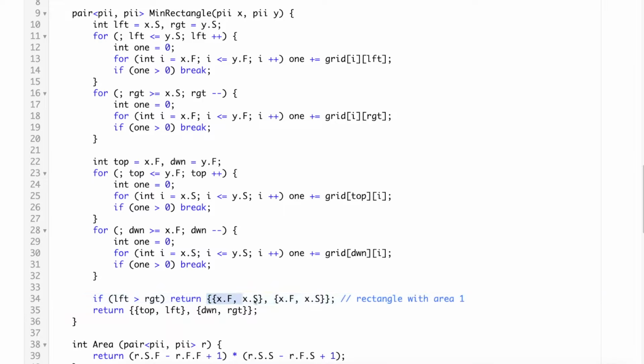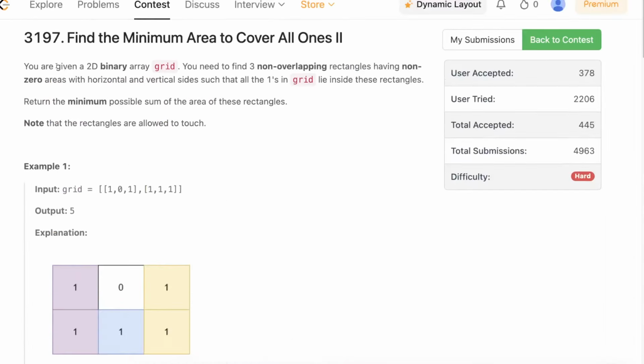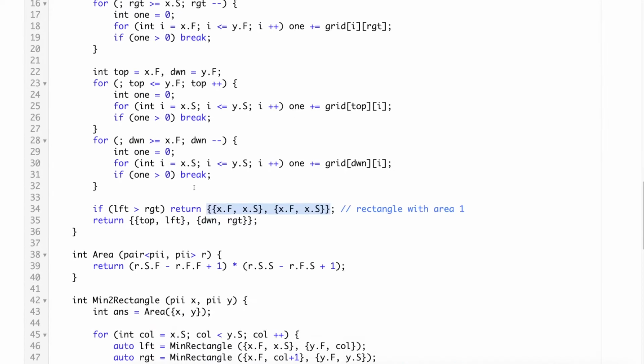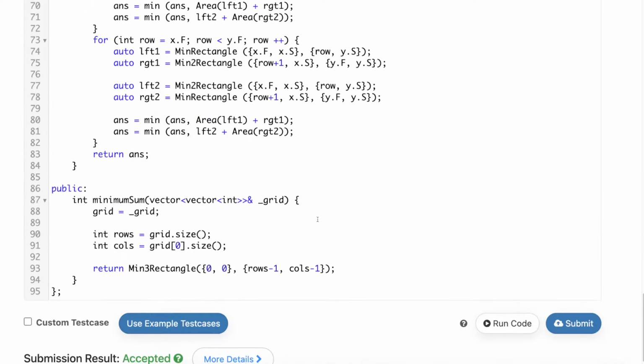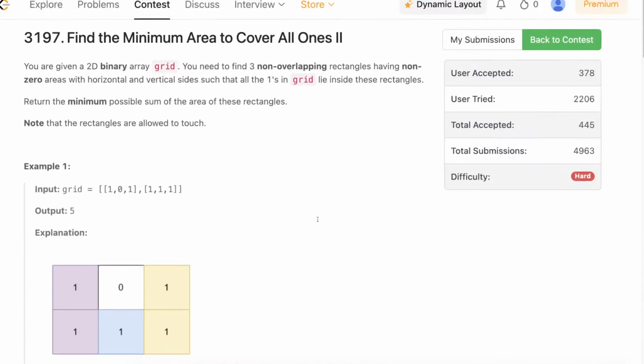So we just selected any rectangle with just area 1, right? Because it is given that you should have all the rectangles with non-zero areas. So we just selected a rectangle with any 0 in it. Otherwise, we just return the top left and the bottom right cell. And the area function is very simple. We simply take the length and the breadth and multiply them to get the area of the rectangle, right? So hope this entire solution is clear.